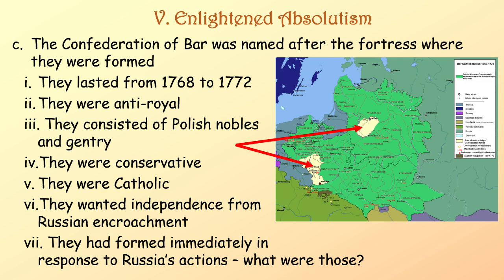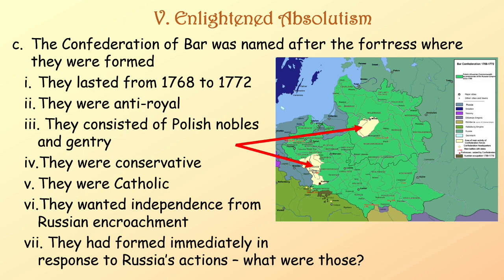How can we describe the members of the Confederation of Bar? Well, the Confederation of Bar lasted from 1768 to 1772. They were anti-royal. They consisted of Polish nobles and Polish gentry. They were conservative. They were Catholic. They wanted independence from Russian encroachment. And they had formed immediately in response to Russia's actions.